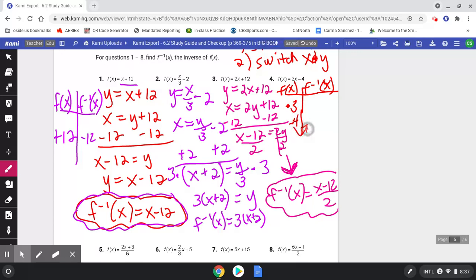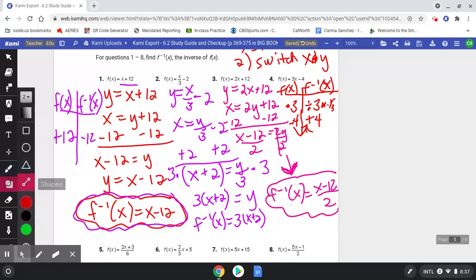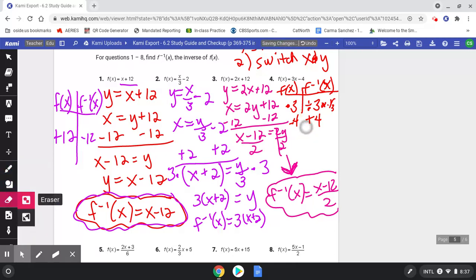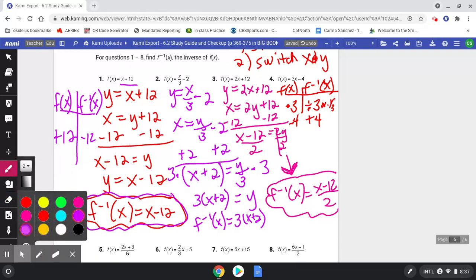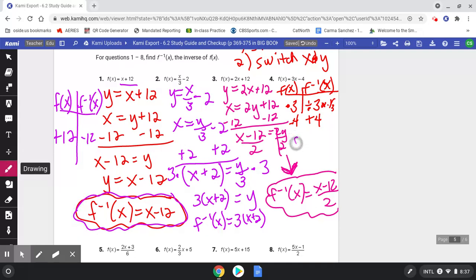Swoop around, do the opposite to undo what's happening to this x. We're going to say that it's adding 4 and then dividing by 3. Another perspective would be times 1/3. You can use either of these. So now I go write my equation. Let's write this in purple. F of -1 of x.